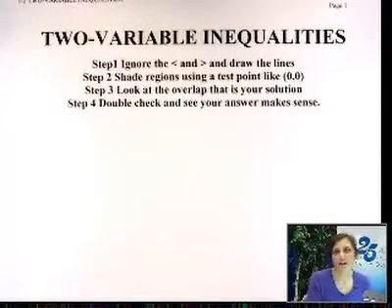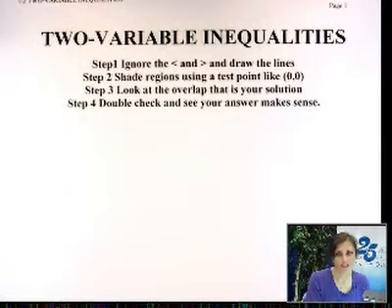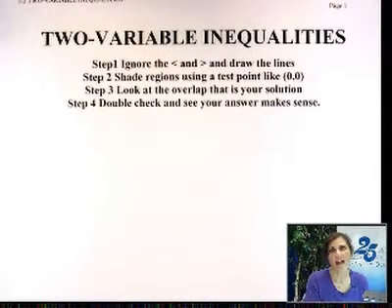Ignore the smaller than, greater than at the beginning and draw the lines. Those are your boundary lines. Then shade the regions and then test using test points. I would start with 0, 0. And if 0, 0 is on top of the line, you cannot use that one. Use something like 0, 1 or 1, 0.